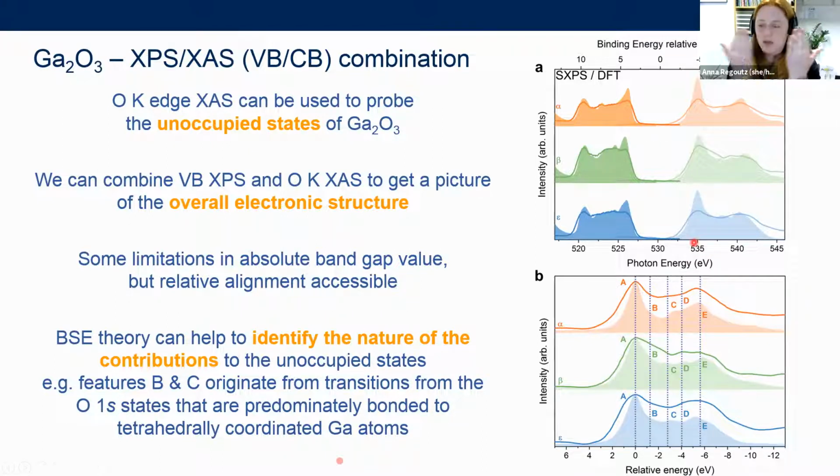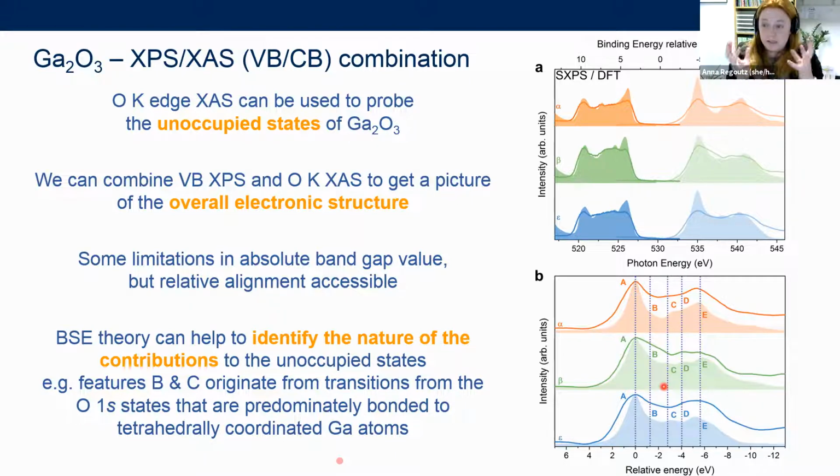Now you can start to talk a little bit about band alignments, changes in band gap, but you can play the same game we've done for the valence bands for the unoccupied states. Again, we can start to figure out with the help of theory what the differences are, what the different contributions are. So for example, these B and C features in the spectra, which change quite significantly, are from oxygen 1s states that are predominantly bonded to tetrahedrally coordinated gallium. So again, you can really see at what point in your band structure these coordination environments play an important role.